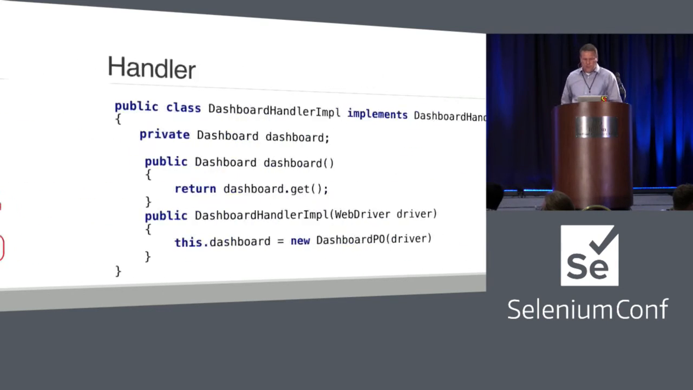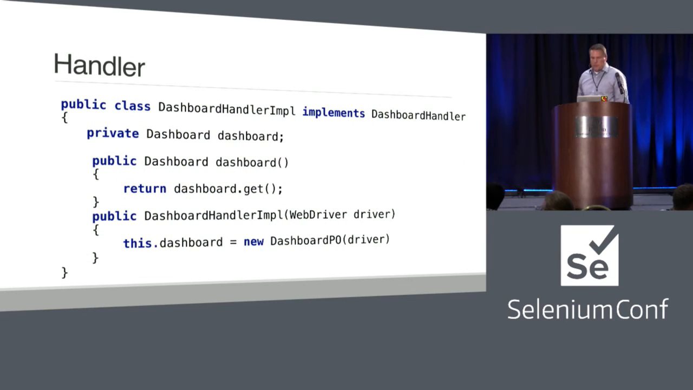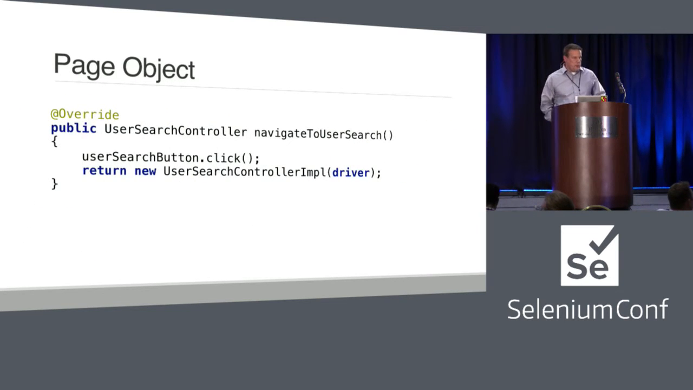Here's an example of a handler. It returns a corresponding page object. It calls the mechanism to verify that the page object is ready for use. In this example, it uses the get method. It could be isLoaded or whatever you use to get that ready. So it happens in the handler and not in your test. It cleans that up. Here is an example of a method that implements a handler. It's very simple, nothing new there.